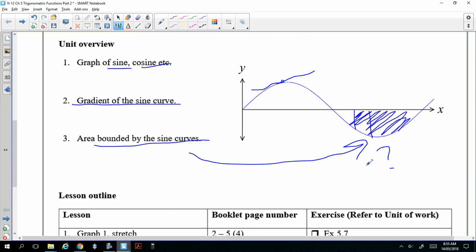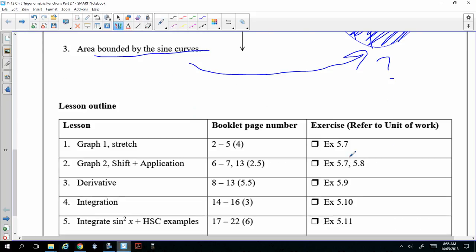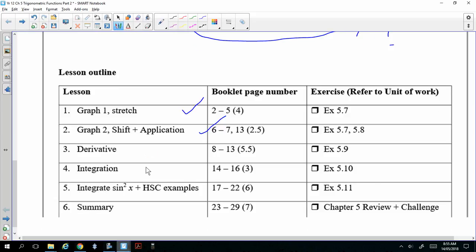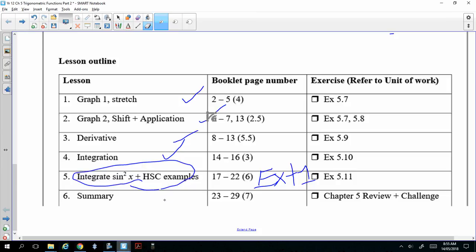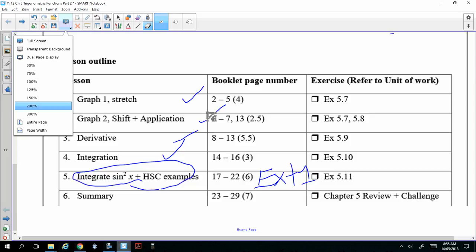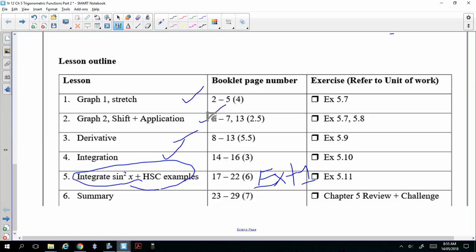We're going to spend 2 lessons on graphing, then 1 lesson on derivative, and then 1 lesson on integration. We'll finish that by the end of this week, and then next week is the extension 1 component, and then we'll do a revision, and after next week we will start a new topic. After the new topic we will do revision for your next assessment. Okay? Alright, good. So these are the exercises you do.